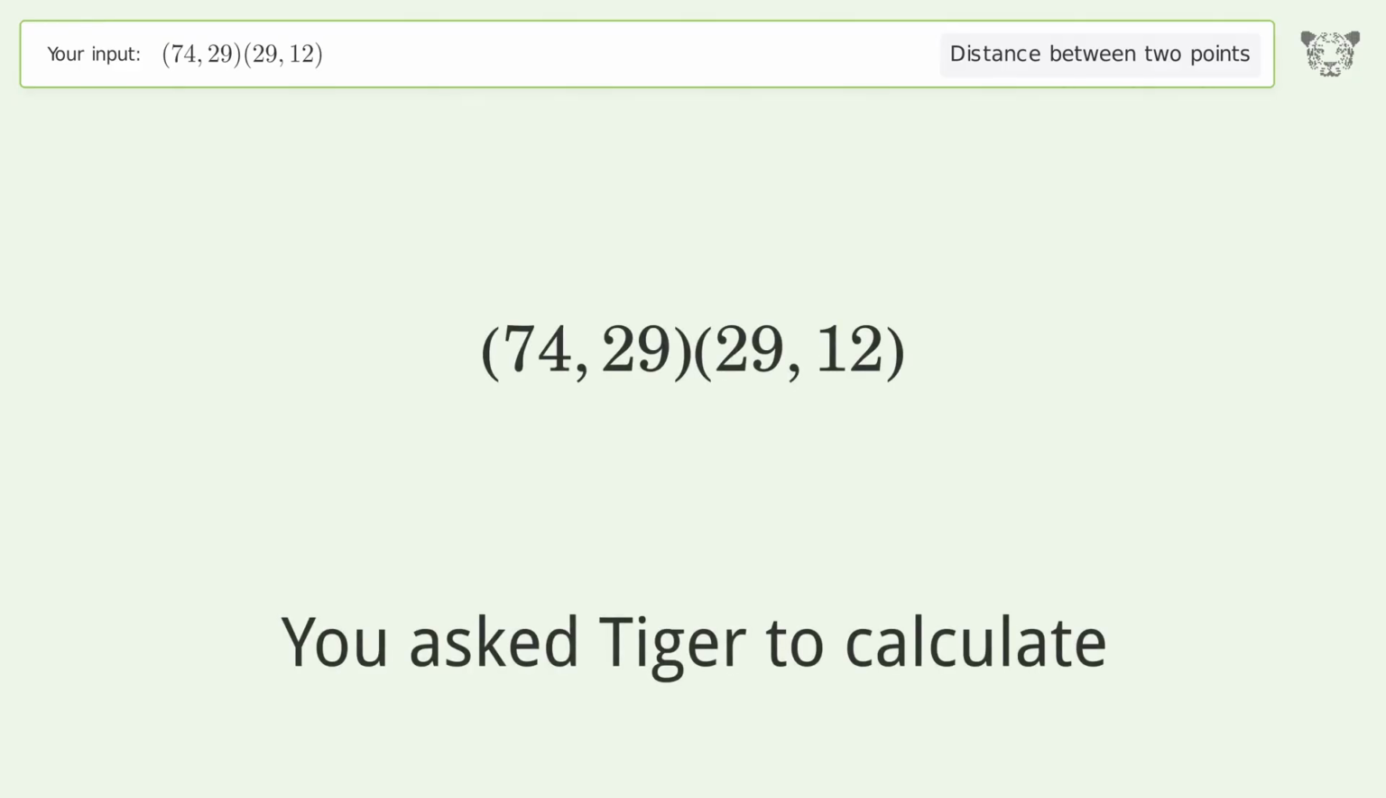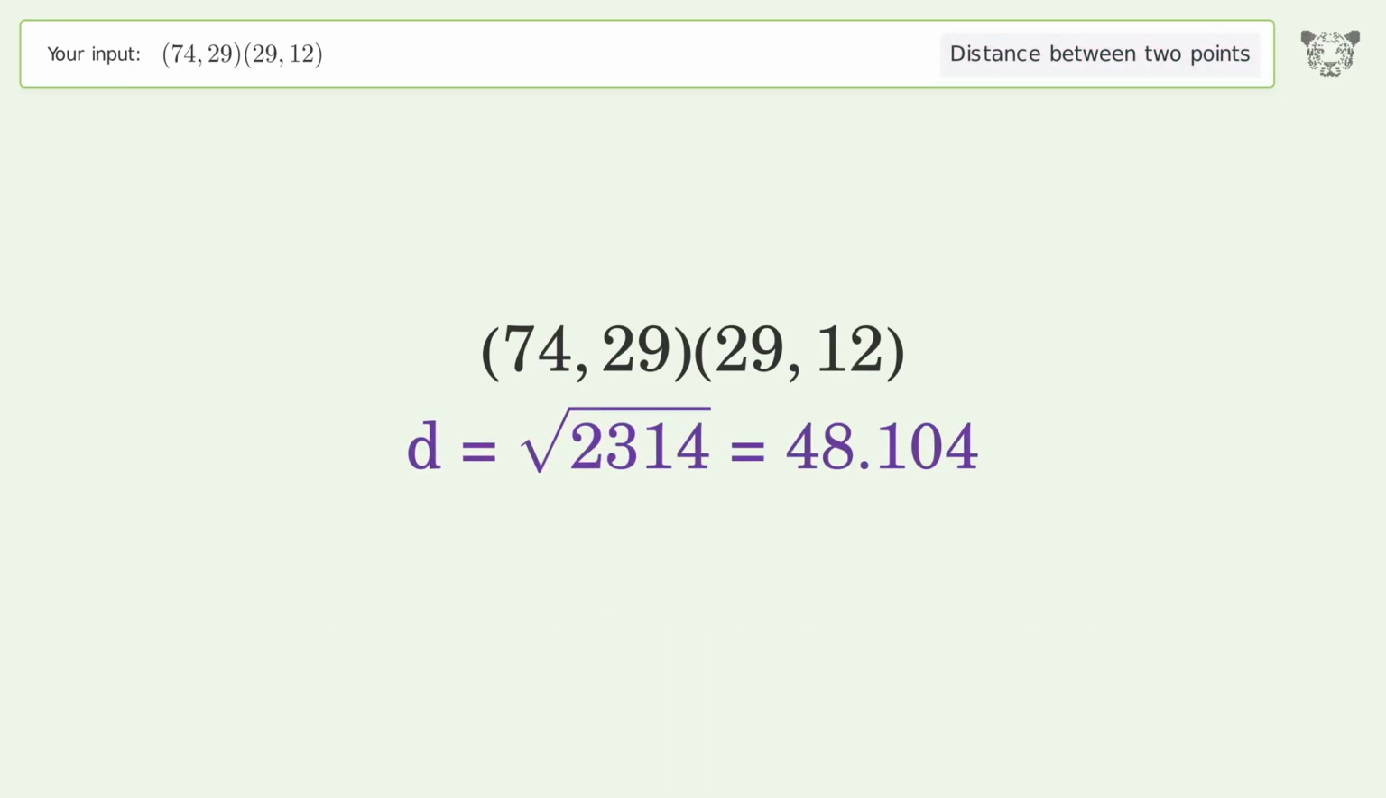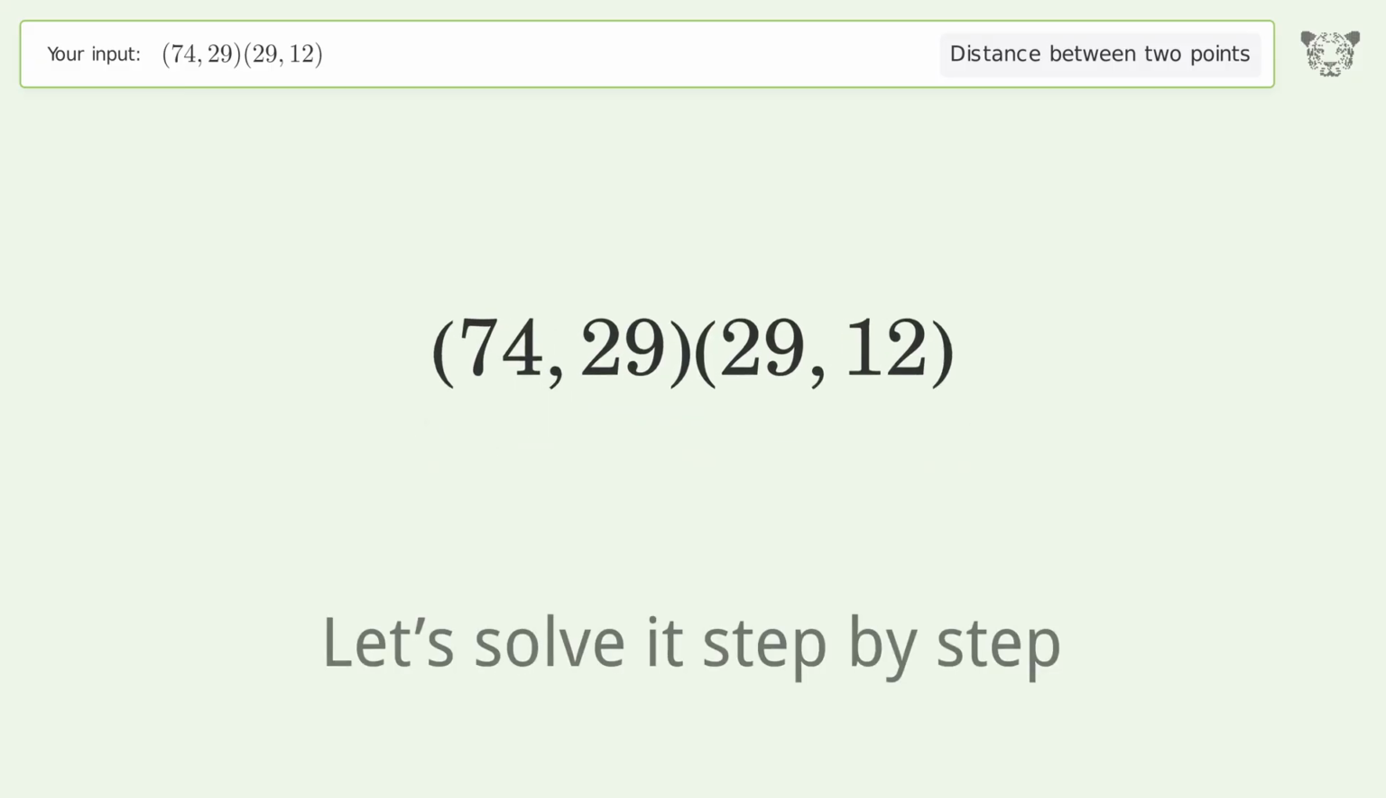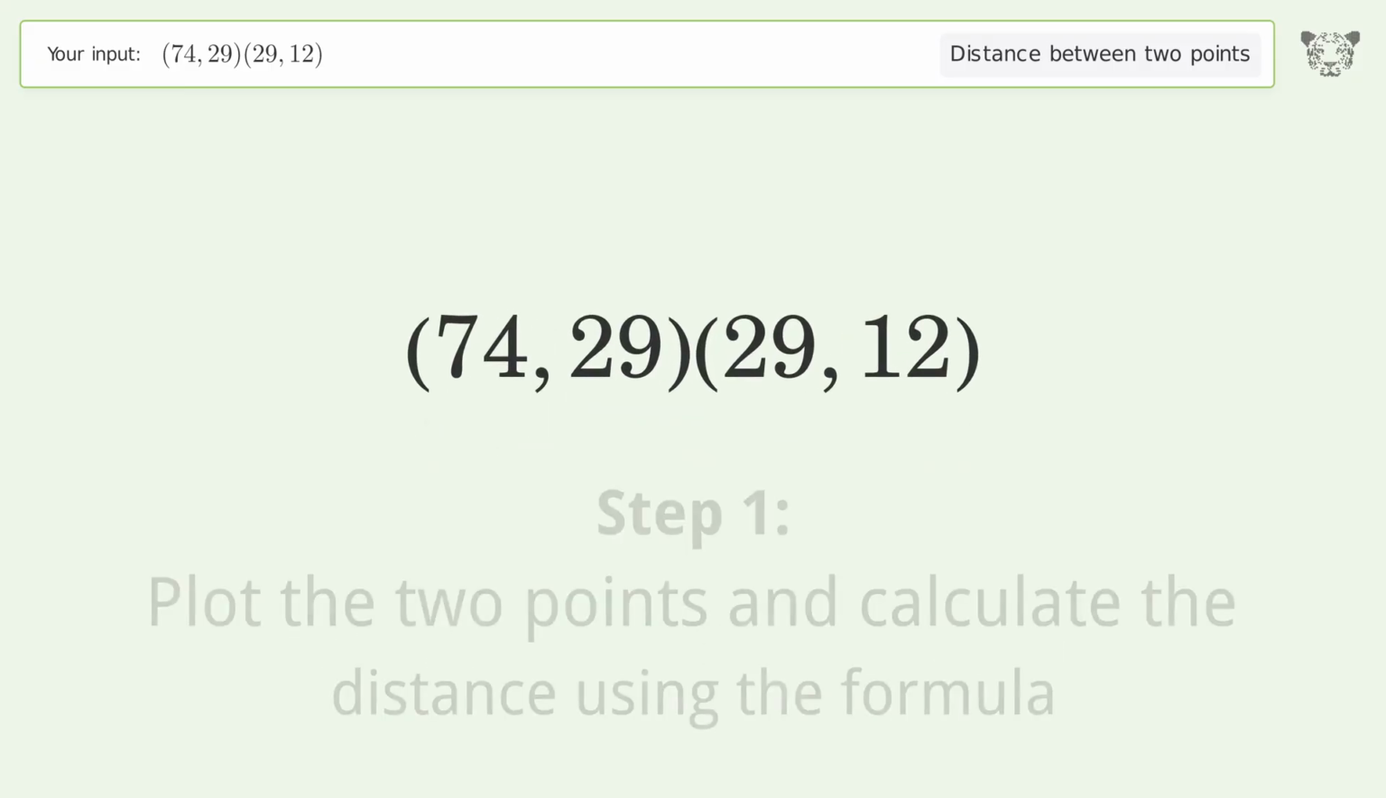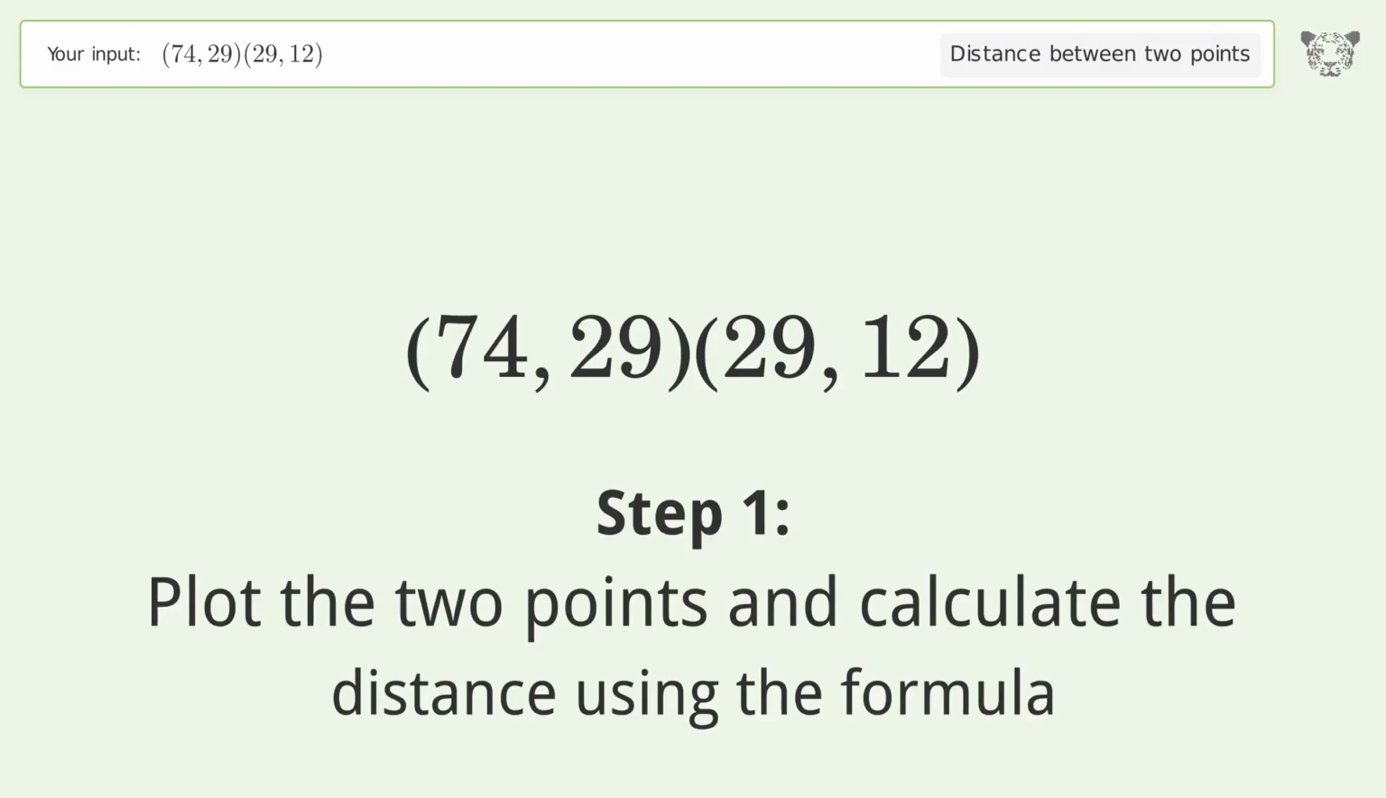You ask Tiger to calculate. This deals with the distance between 2 points. The distance between the 2 points is the square root of 2,314, or 48.104. Let's solve it step by step. Plot the 2 points and calculate the distance using the formula.